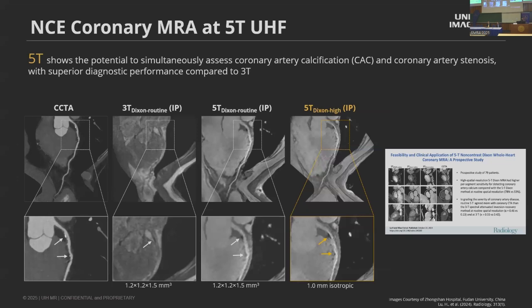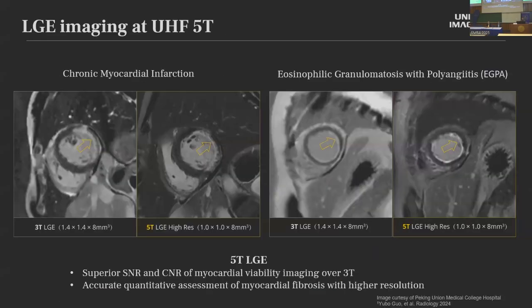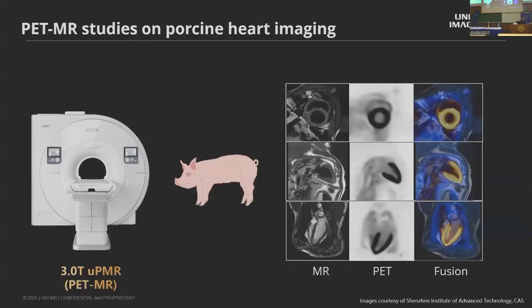As an example, in this study by Shanghai Zhongshan Hospital, the coronary artery imaging results are directly compared between the 5T and 3T systems, demonstrating significantly increased SNR and image details on the 5T system, which is one step closer to the CCTA results. And the LGE images also show that the 5T can show finer details of the infarction and fibrosis in the LGE scans. All right, so three more seconds, sorry.